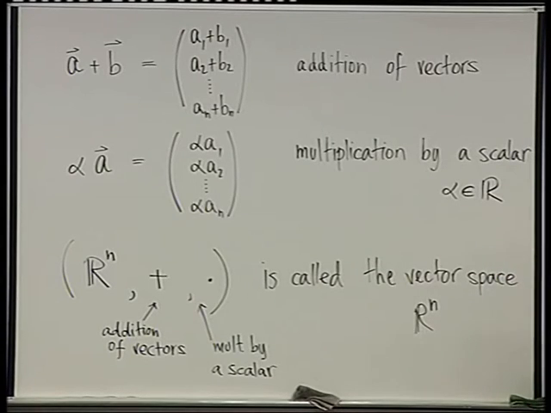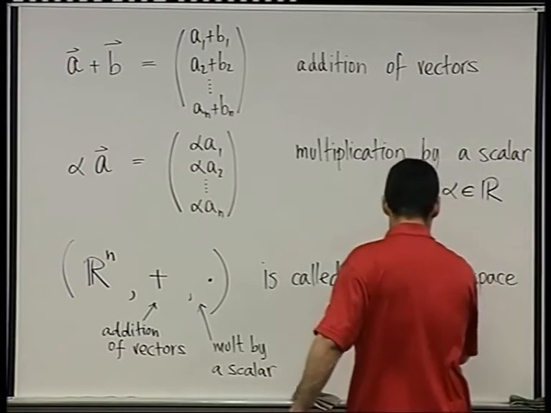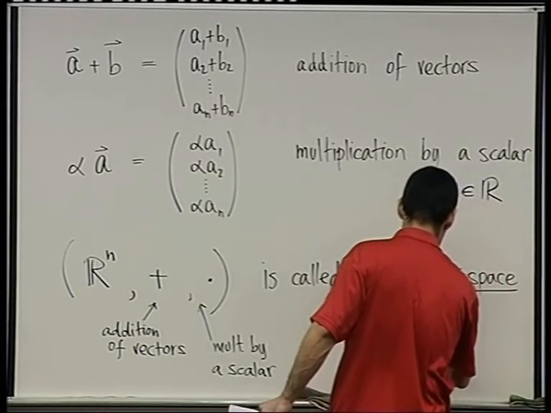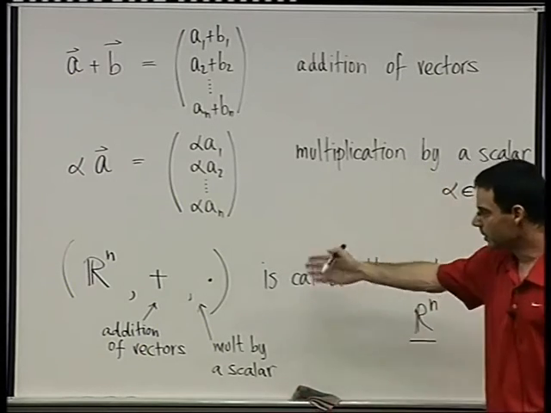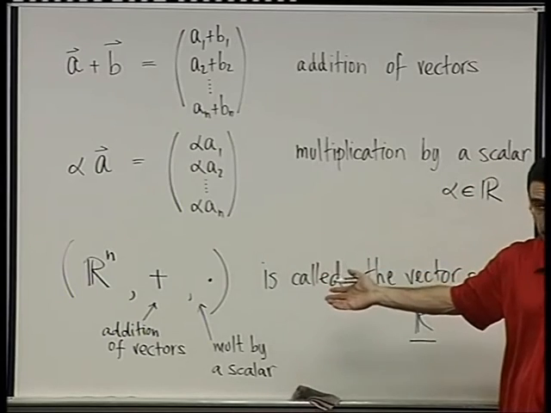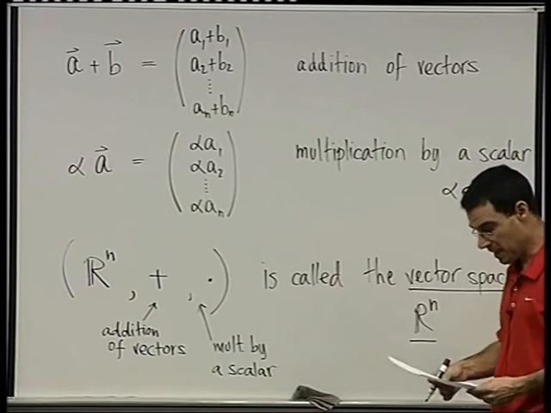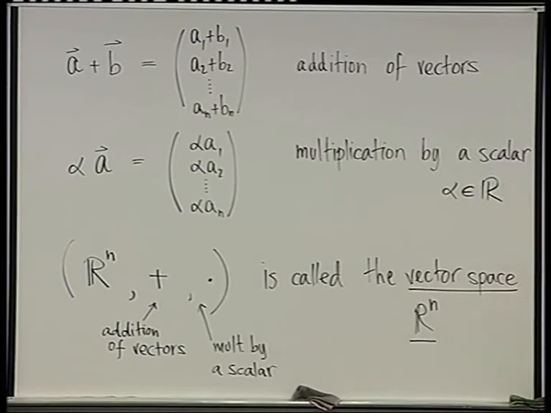So let's try to see what properties these two operations have. I'm just going to make a big list of them. So, for example, let's write properties.